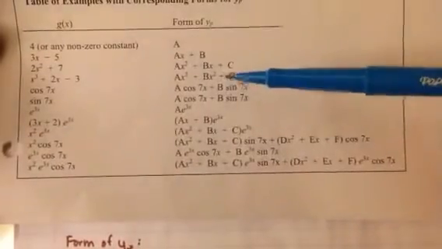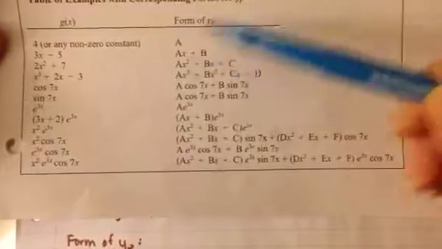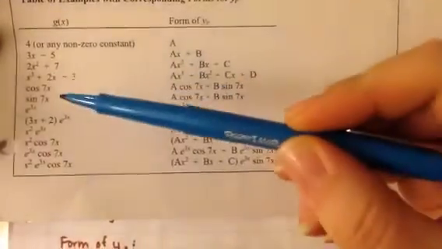The one thing that I had to go back and look at was that sometimes the form of yp has more terms in it than g of x, so that tripped me up on a couple of these problems, so let's go over some of them.